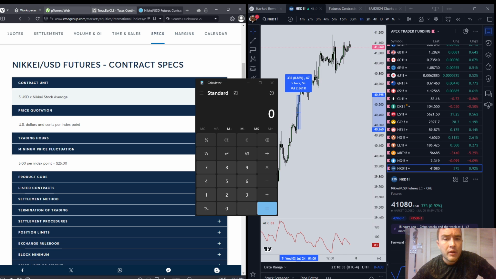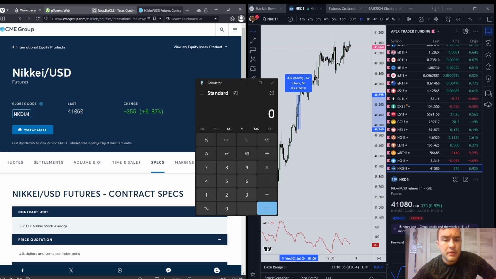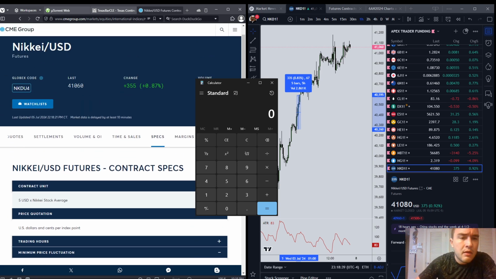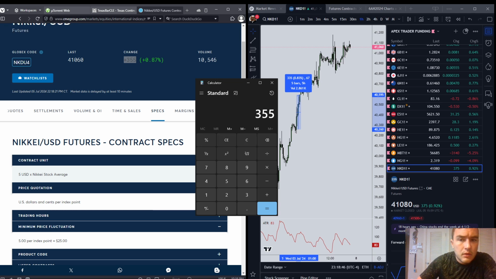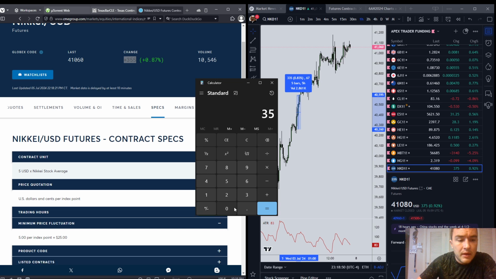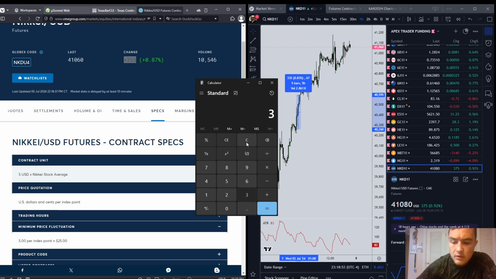Okay, final contract that I want to look at that you should know about. So for example, just back here on the Nikkei, if it's 355 in change, it moved up 355 divided by 5, which is 71, times 25. It moved up 355 points, or otherwise stated, $1,775. So all you do is take that 355, divide it by 5, multiply it by 25, and then you have how much it would move. So it's $25 a tick.